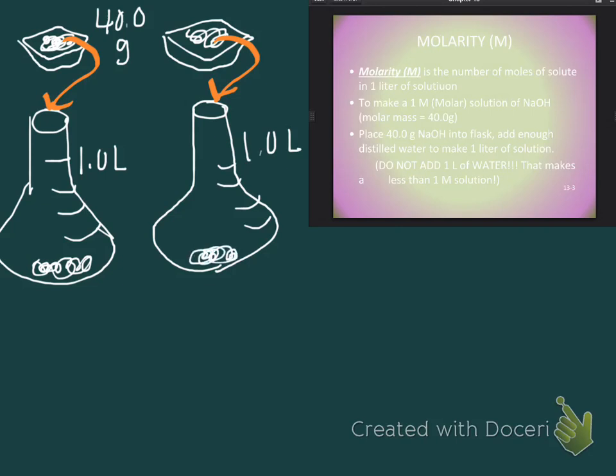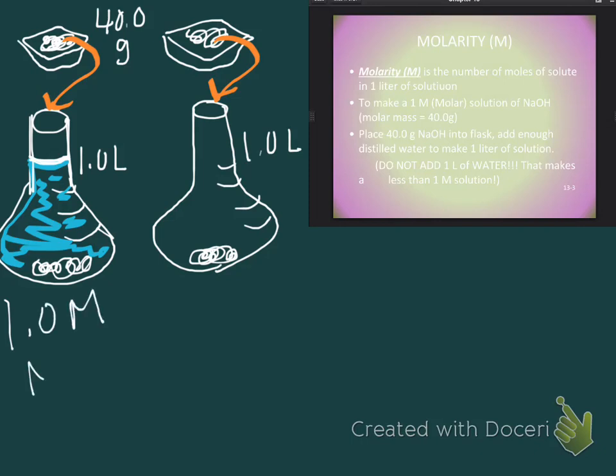And to one of these Erlenmeyer flasks, I am going to very carefully add water until it's up to the 1 liter line on the flask. And then I'm going to put it on a stir plate, and I'm going to stir and stir and stir until it's all dissolved. And I have 40 grams of sodium hydroxide in a total of 1 liter of solution. This is a 1.0 molar solution of sodium hydroxide, written like that, 1.0 big M NaOH. That's a 1 molar solution of sodium hydroxide.